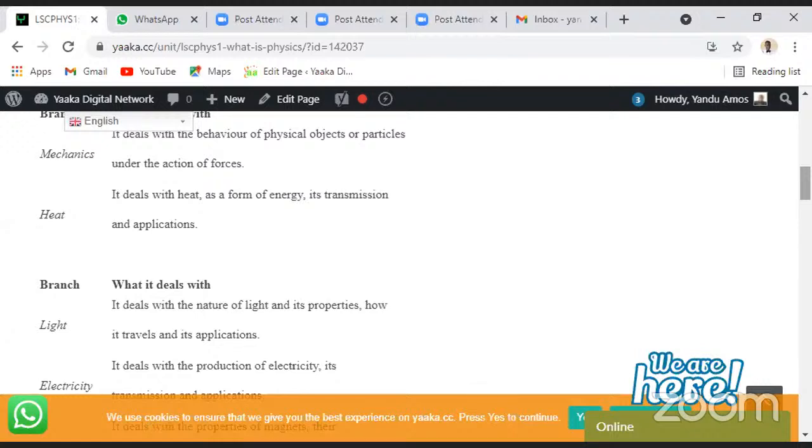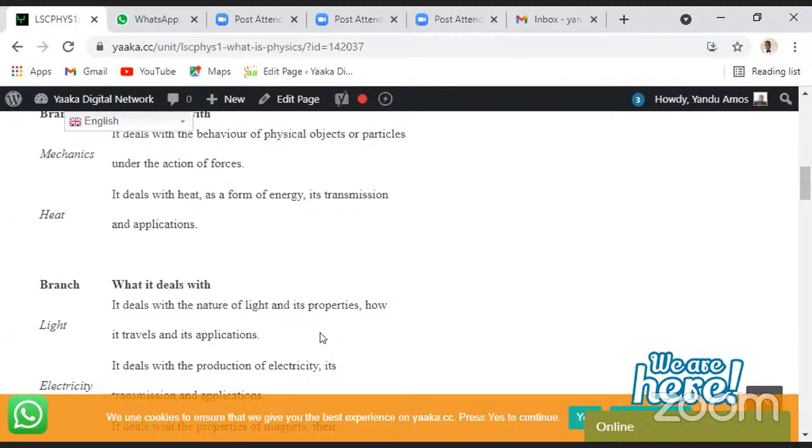Then we have the other branch of physics, which is light. Light deals with the nature of light and its properties, how it travels, and its applications. So light itself is going to be one of the topics. These branches are the topics which are broadly categorized, but they will be divided into smaller units, which we now call chapters.